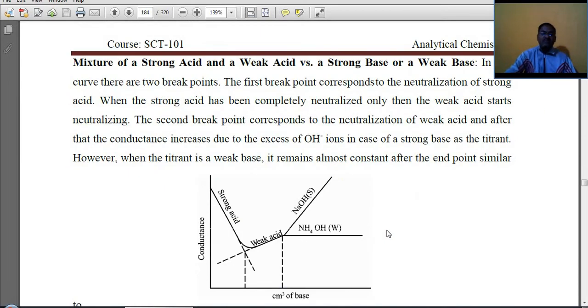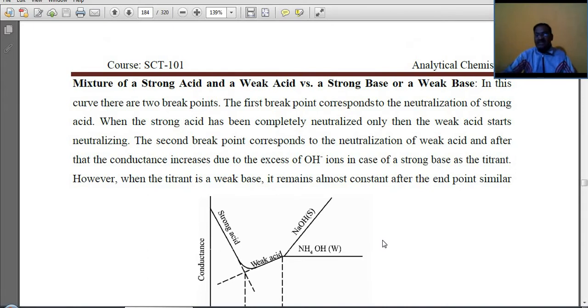Next, what about mixtures of a strong acid and a weak acid, titrated with a strong base and a weak base? It is a mixture with two different types of acids and two different types of bases. In this curve, we observe two breakpoints. The first breakpoint corresponds to the neutralization of the strong acid. When the strong acid has been completely neutralized, the weak acid is neutralized, and afterwards the conductance increases due to the excess of OH minus ions in the case of a strong base as the titrant.